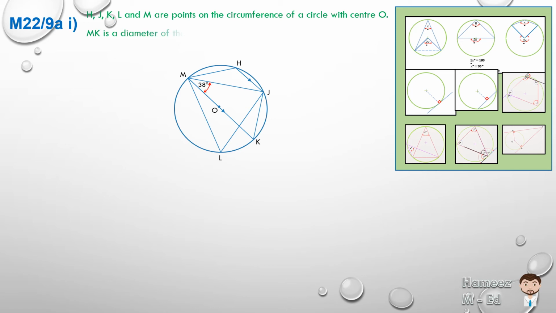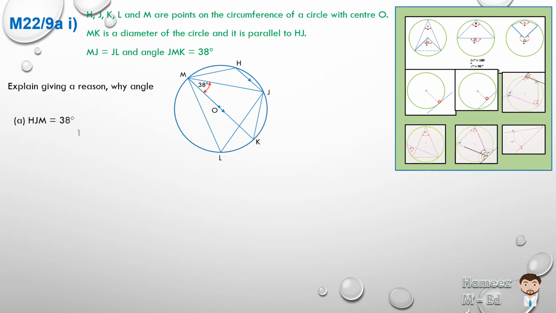MK is a diameter of the circle and it is parallel to HG, and we see that indicated by the 2 arrows. MJ is equal to JL and angle JMK is equal to 38 degrees. For part A, give me a reason why angle HJM is equal to 38 degrees. So HJM, take a look at where that is, 2 parallel lines. So let's extract that. And if we look at those lines, we have the 38 degrees and we want to find the angle in black.